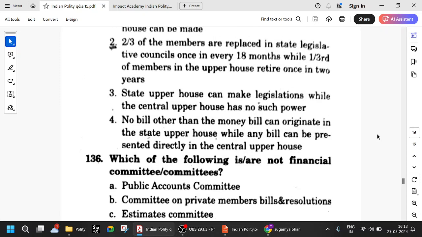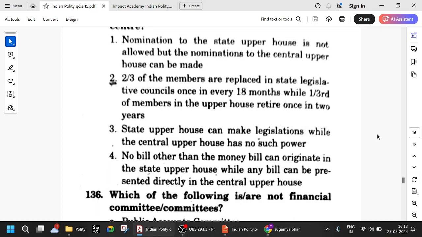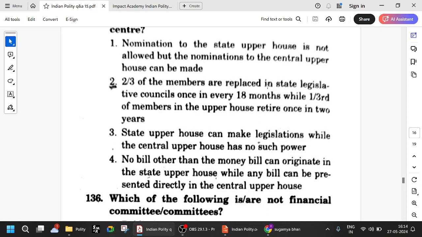MLC elections, we say legislative council. Okay, if you are part of the legislative assembly, then you are called MLA. If you are part of the legislative council, then you are called MLC. Okay, MLC has elections from different constituencies. MLA constituency, teachers constituency, doctors constituency, graduates constituency, like that. So MLC elections are a kind of indirect elections. Okay, not direct elections. They are direct elections, but not based on adult suffrage. Like that, you can remember. So two-thirds members are replaced in the state legislative councils once in every 18 months, while one-third of the members in the upper house retire once in 2 years. Okay, so once in 2 years, one-third in Rajya Sabha, two-thirds every 18 months.